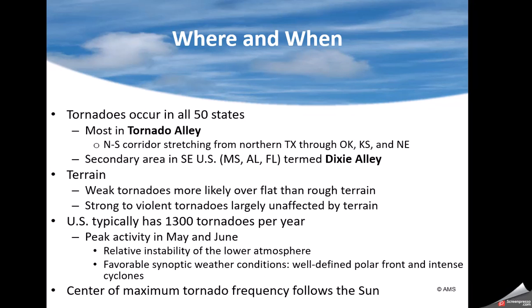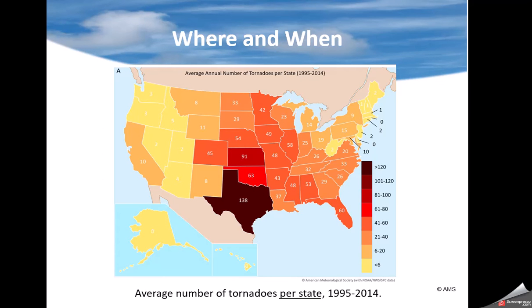And there are certain sectors of the United States that have it. Tornado Alley is a north-south corridor. We showed you earlier the classic for the Midwest, Great Plains. Secondary area is Dixie Alley. Guess what? We just looked at that one. And here you can see the different areas.